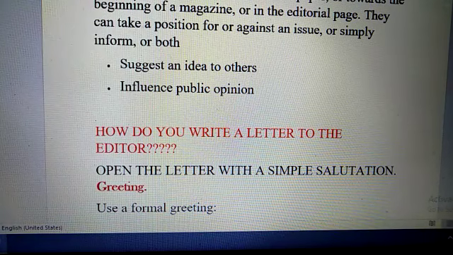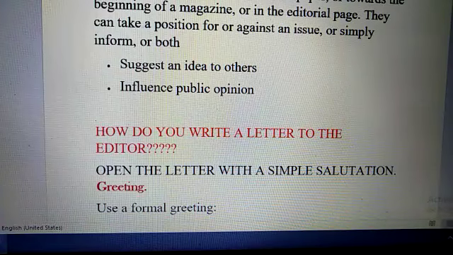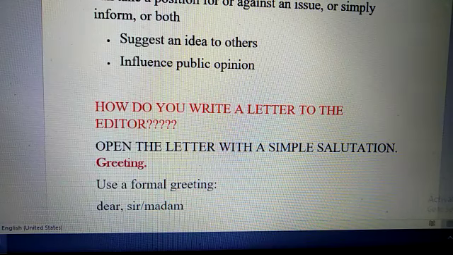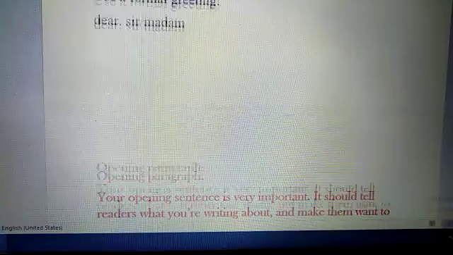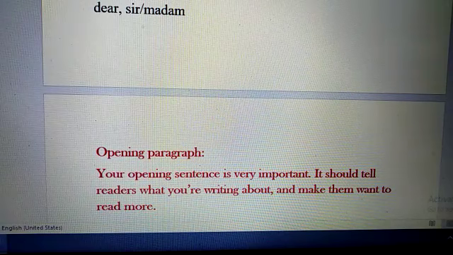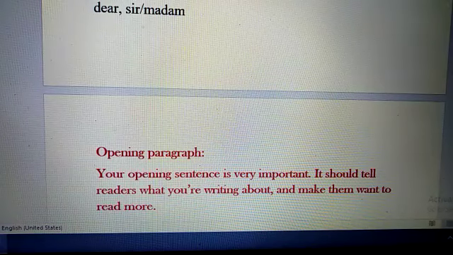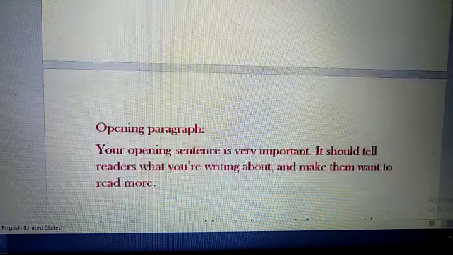You open your letter with a simple salutation, or what we call a greeting. You try to use a formal greeting such as dear sir, madam. Then the opening paragraph. Your opening sentence is very important. Why? Because it should tell the readers what you are writing about and make them want to read more. That is, from the first sight you have to catch the attention of your readers.